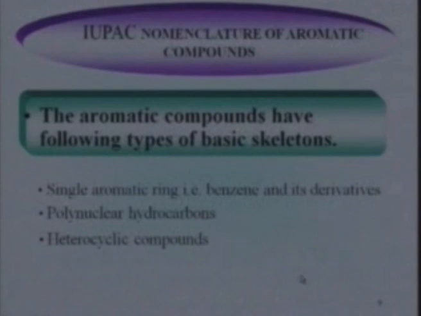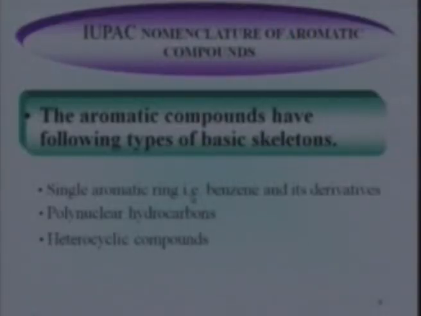Now come to the very important aspect of organic chemistry, that is nomenclature. Aromatic compounds have the following types of basic skeleton: a single aromatic ring like benzene or its derivatives, then polynuclear hydrocarbons, that means more than one aromatic ring attached to each other, and then heterocyclic compounds. In the first two types we have only carbon rings, but in heterocyclic compounds we have a ring with a heteroatom. Heteroatom means an atom other than carbon. The first category was benzene and its derivatives.